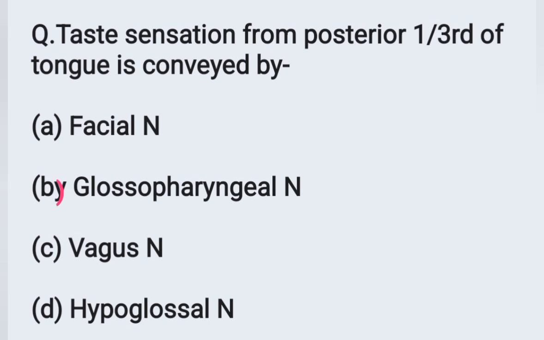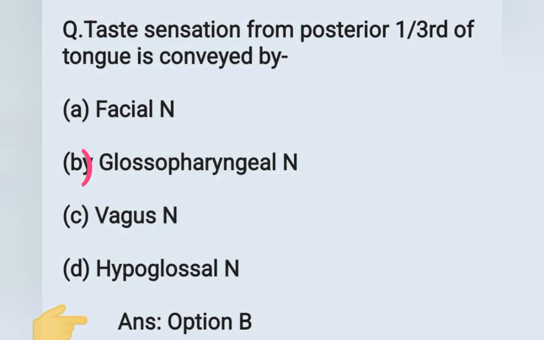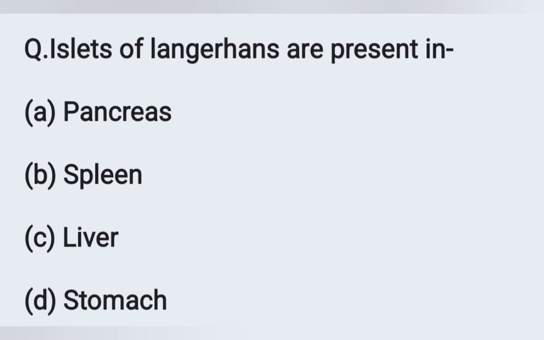The taste sensation from the posterior one-third of the tongue is conveyed by, options. Option A, facial nerve. Option B, glossopharyngeal nerve. Option C, vagus nerve. Option D, hypoglossal nerve. And the correct answer is the glossopharyngeal nerve. Option B is the correct answer. Move on to the next question.